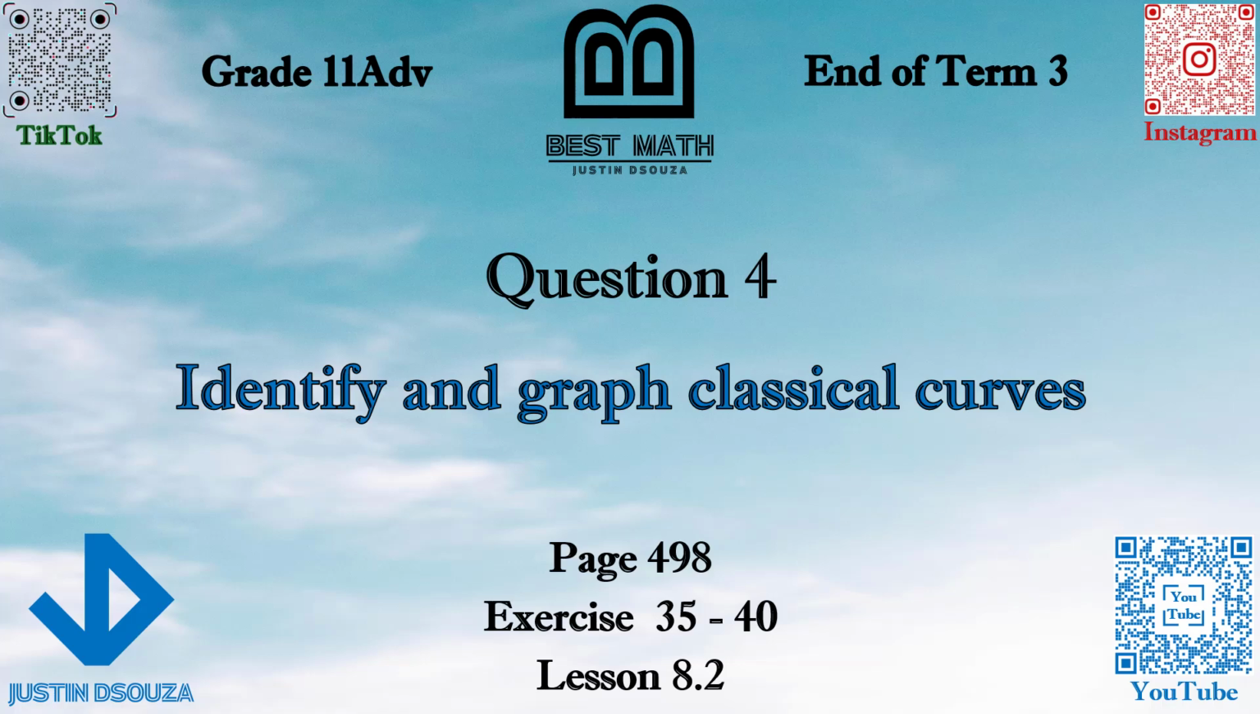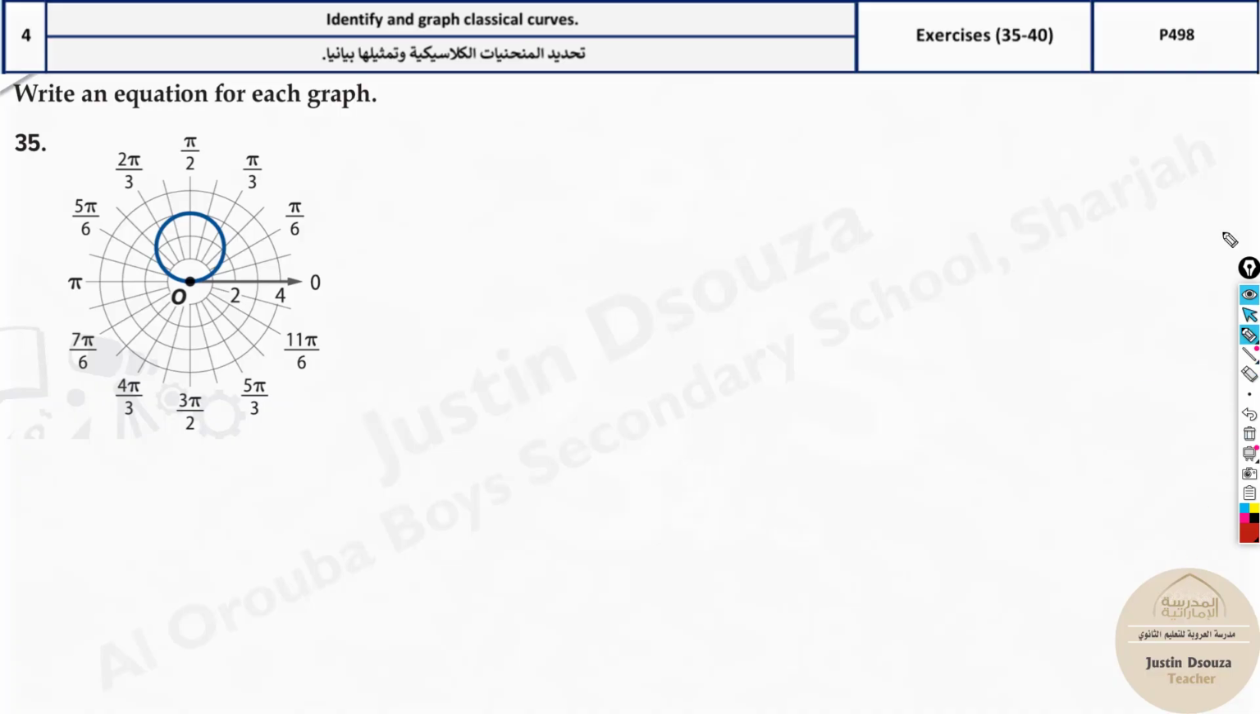The fourth question is about identifying classical curves. Here we have a polar graph. Now, if you know the basics of polar graphs, you might tell the answer is related to sine theta. And since the radius is 3, the answer is 3 sine theta. That's the final answer. But how would you know that?